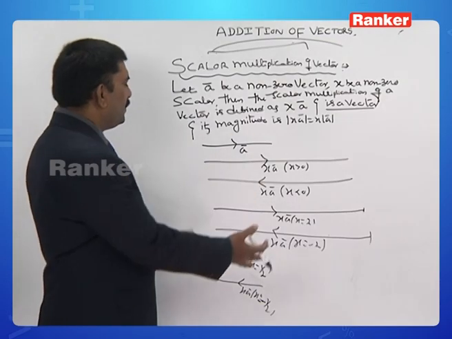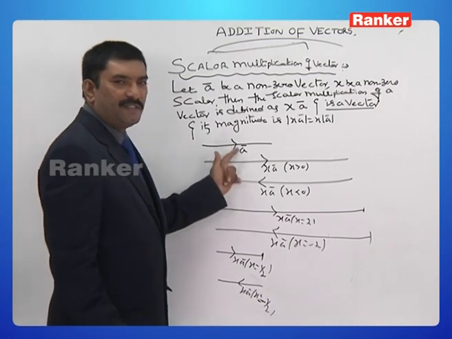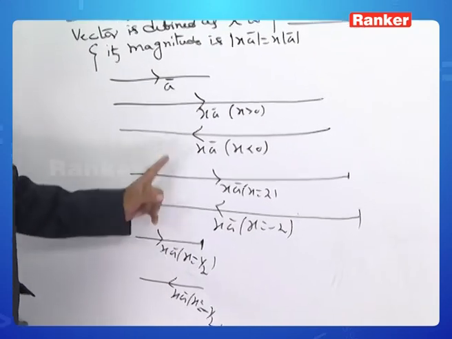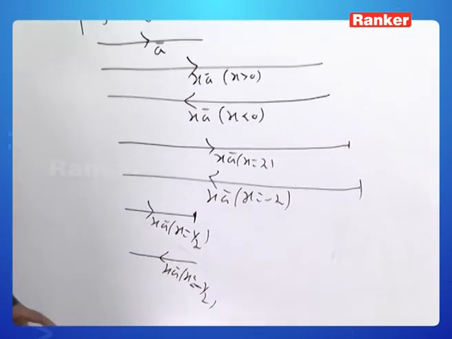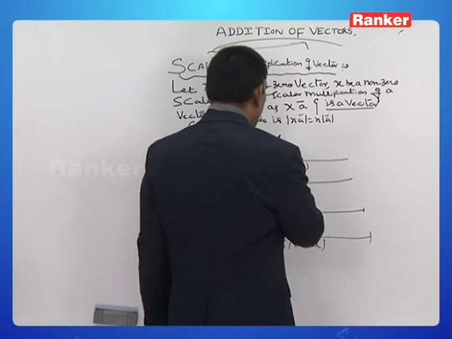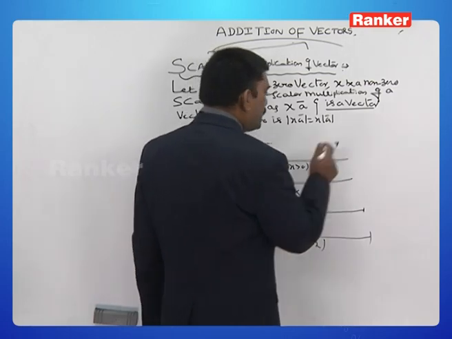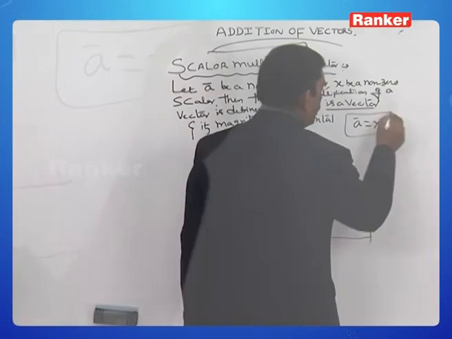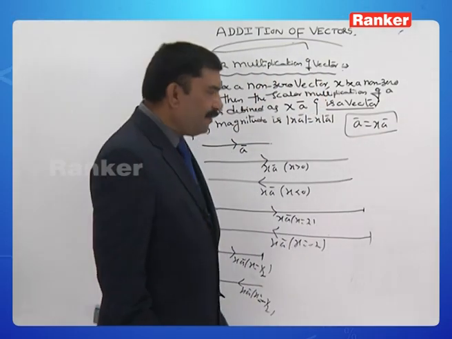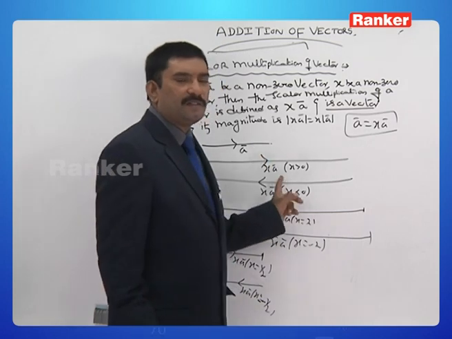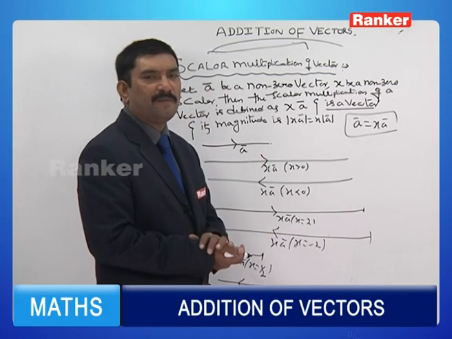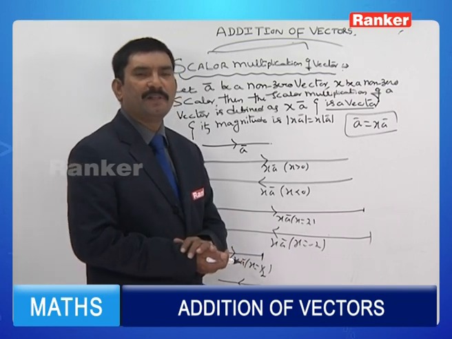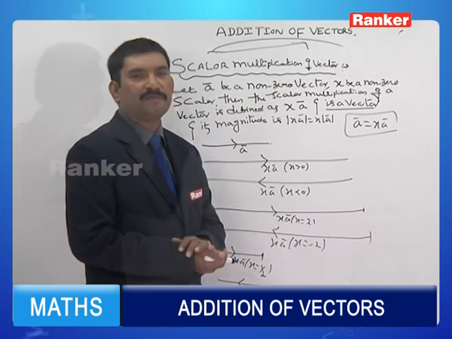How are they in nature? This is parallel to this, this is parallel to this, this is parallel to this, this is parallel to this. So therefore, now I can establish that this vector is made equal to this under the condition a bar is equal to xa bar. So when any two vectors are said to be parallel, one vector can be expressed as a scalar multiple of another vector.